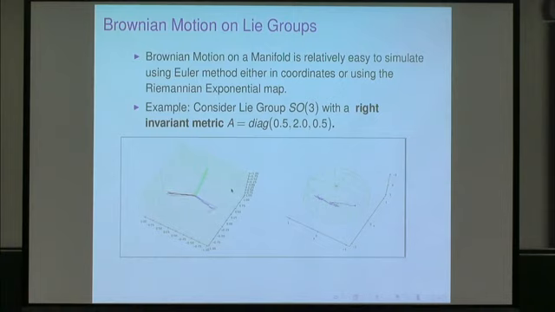Yeah. So now here you're seeing the frame represented by SO3 evolving according to a Brownian motion. And the Brownian motion on Lie groups or manifolds, if you're given a metric, is really relatively easy to simulate, either in coordinates or just using the Riemannian exponential map. So you take little IID Gaussian random variables, project them by your metric, and exponentiate. And then you get little steps and you move it around.